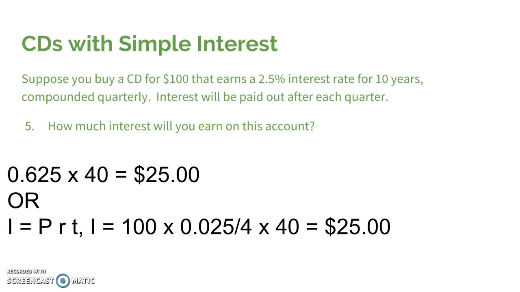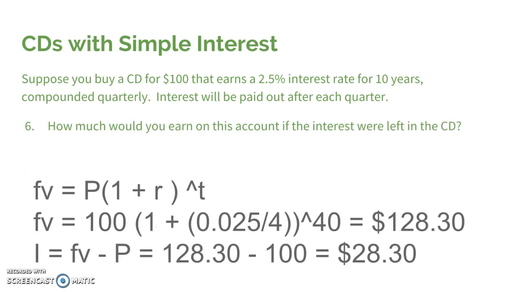So if we compare that here, if I have the interest paid out to me each month, I would earn $25. But if I left the interest in the account, I could use the compound interest formula or future value formula to find out I would earn $28.30. Not much difference on this amount because again it's $100 for 10 years, but think about it if it was a much larger amount like $10,000, you can see it would add up a bit more.